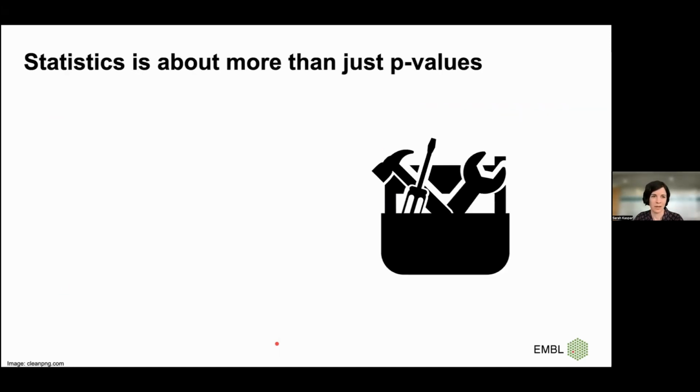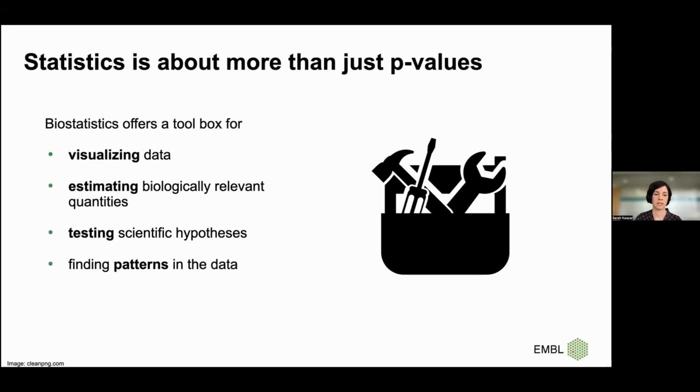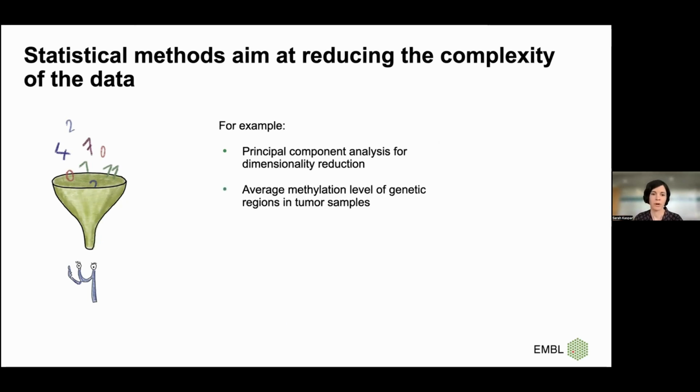But before we start, I also wanted to point out that statistics is about more than just p-values. It's also about p-values, but it's also, to begin with, about visualizing data, estimating biologically relevant quantities, yes, testing hypotheses, but also finding patterns in the data, especially when we're talking about large data. So one thing that a lot of these statistical methods in general have in common is that they try to reduce the complexity of the data. So for example, we do principal component analysis to bring high dimensional data sets down to 2 dimensions so we can look at them. We often report averages, right?